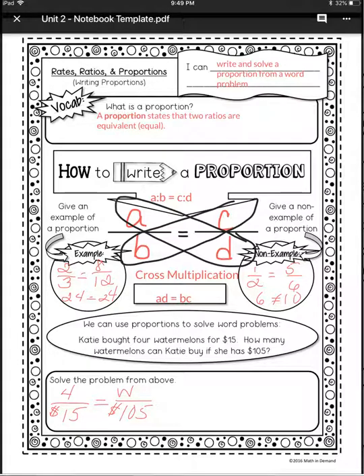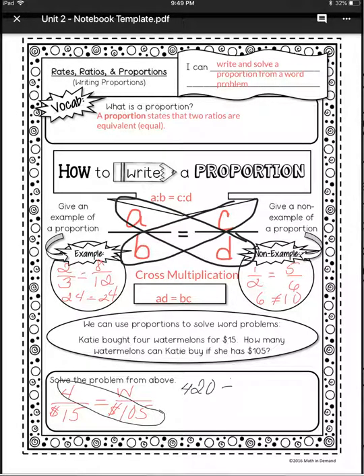To solve this problem, we will cross multiply the numbers that are diagonally across from each other. So I'm going to cross multiply 4 times 105. If you need your calculator, you can use it. 4 times 100 is 400. 4 times 5 is 20. So 4 times 105 is 420.